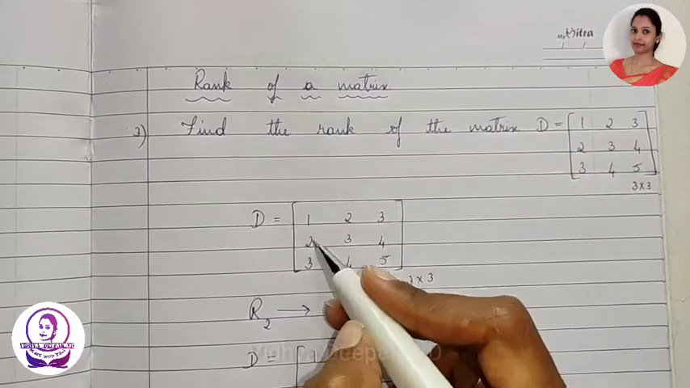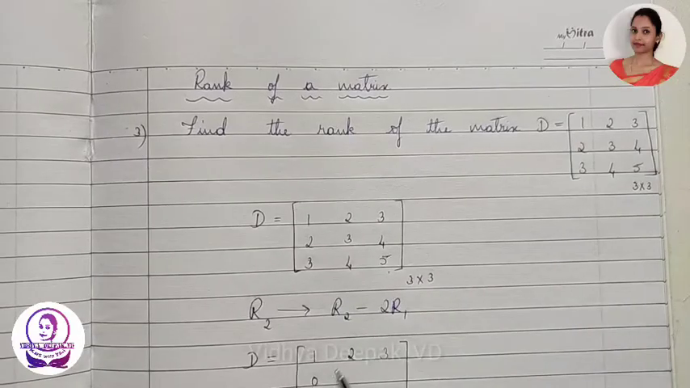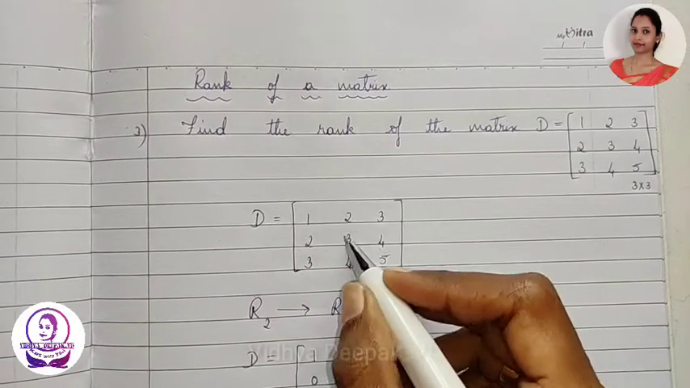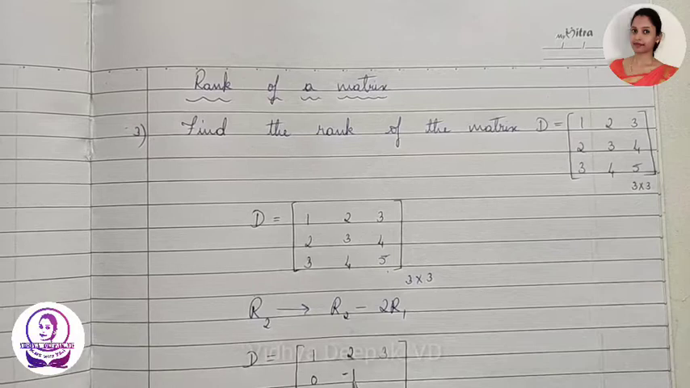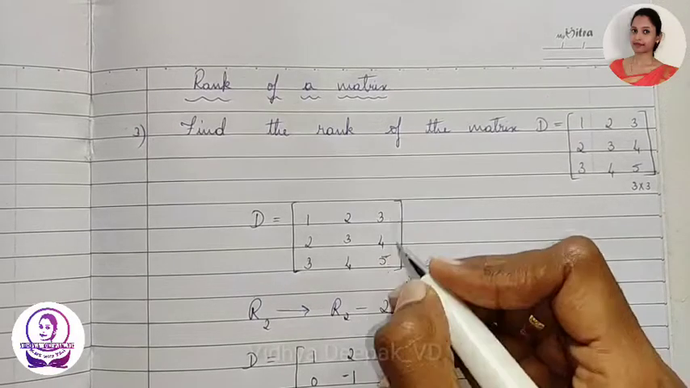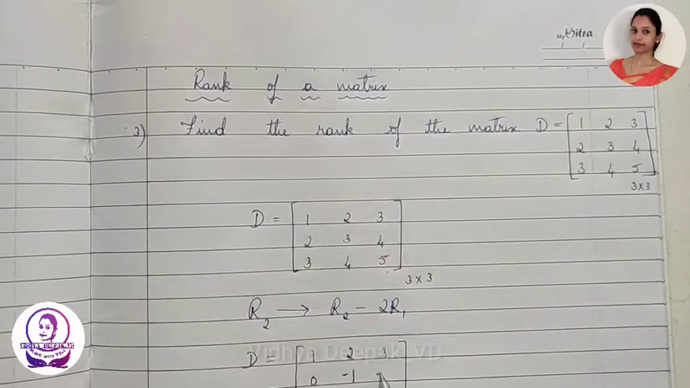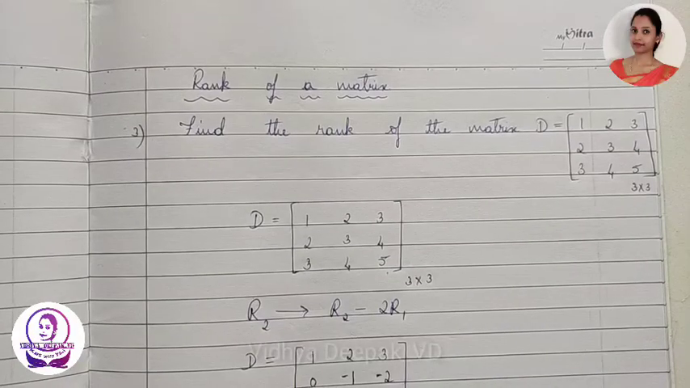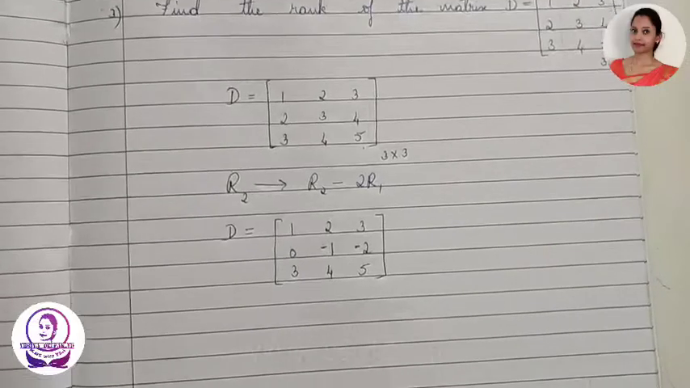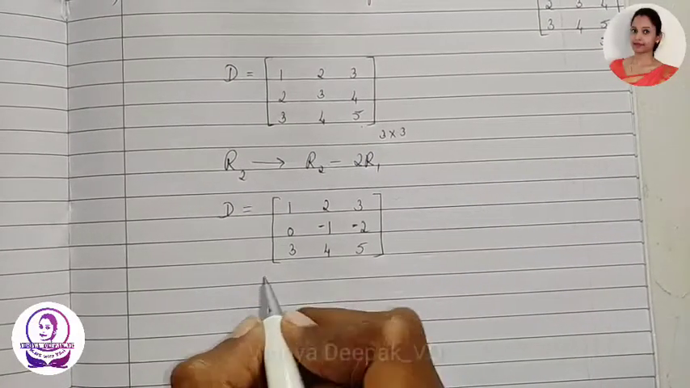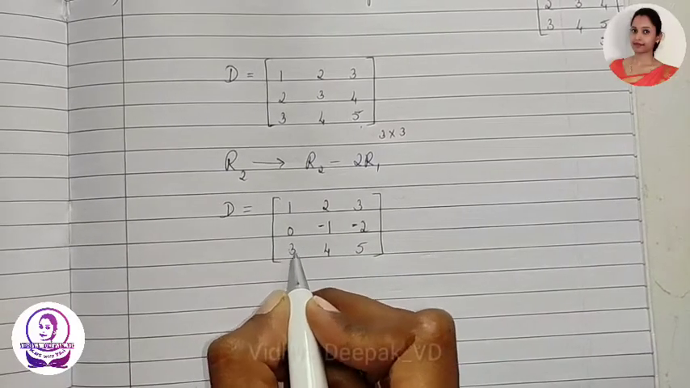So we have 2 minus 2, 0. Here 2 2s are 4, 3 minus 4 is minus 1. 3 2s are 6, 4 minus 6 is minus 2, right? Okay, so now next is to make this 0.